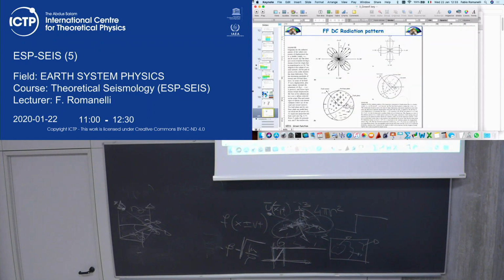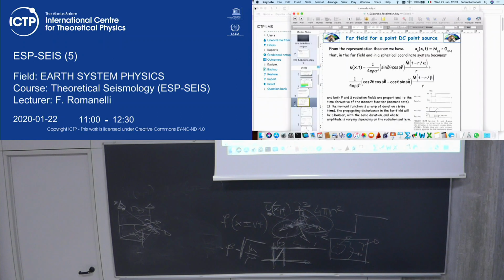So we will start again with the slide, far field, far source. But remember that sooner or later, we will need to take care of the rupture time, and now it is squeezed in a point. Okay.